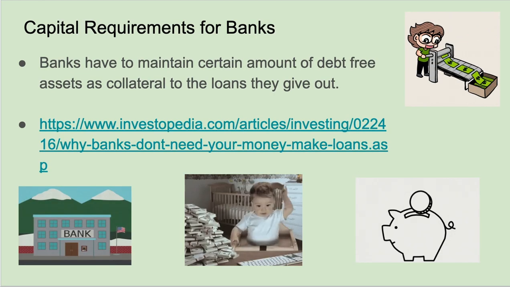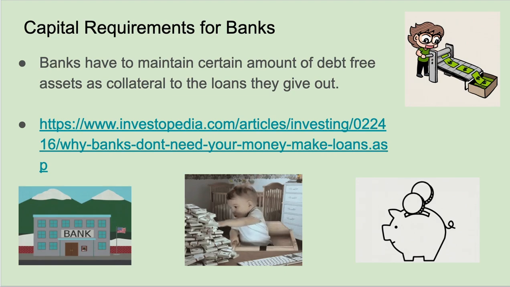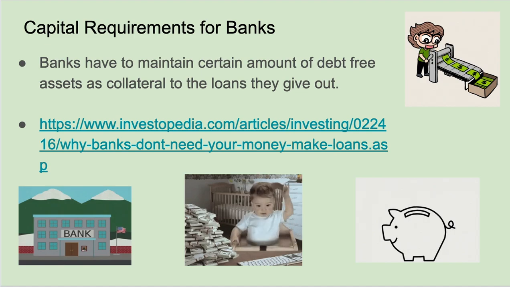Banks also have to maintain a certain amount of capital, known as capital requirements, which regulates how much loan they can give out. For example, hypothetically, for every $100 of loans they issue, the capital requirements can enforce that they must have $80 of actual assets and savings. This restricts how much new money can be created in the economy.